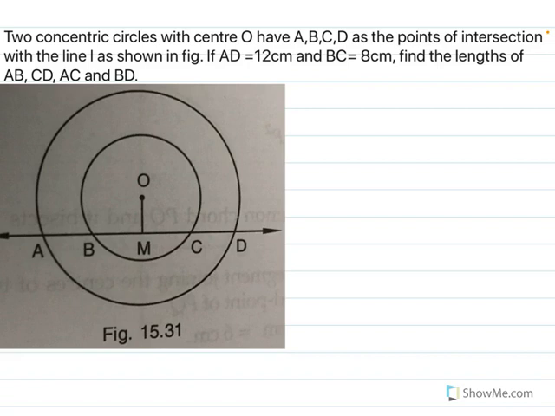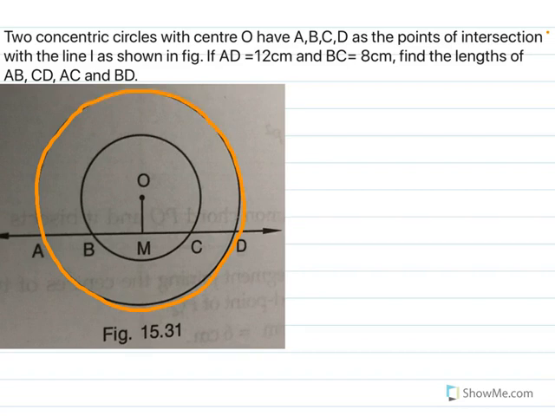Two concentric circles with center O have A, B, C, D as points of intersection with line L as shown in the figure. AD is 12, BC is 8. Find the length of AB, CD, AC and BD. So let us take the outer circle. Here is our outer circle.